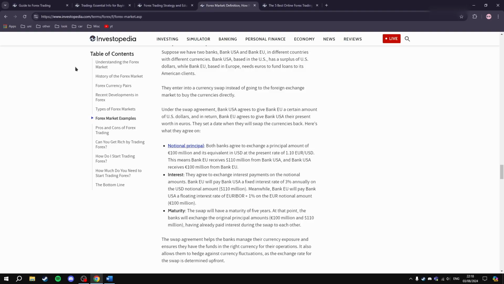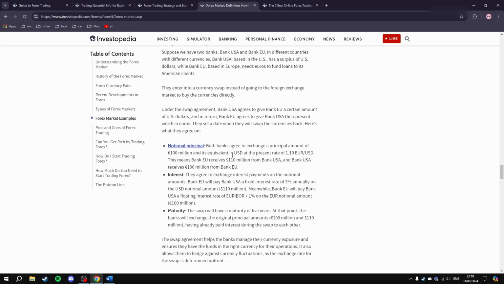Wait, what? They wrote this wrong. Bank EU will pay Bank USA a fixed interest rate of 3%. Meanwhile, Bank EU will pay Bank USA a floating interest rate of... Shouldn't Bank USA pay Bank EU something as well? Why is there two Bank EU paying Bank USA?